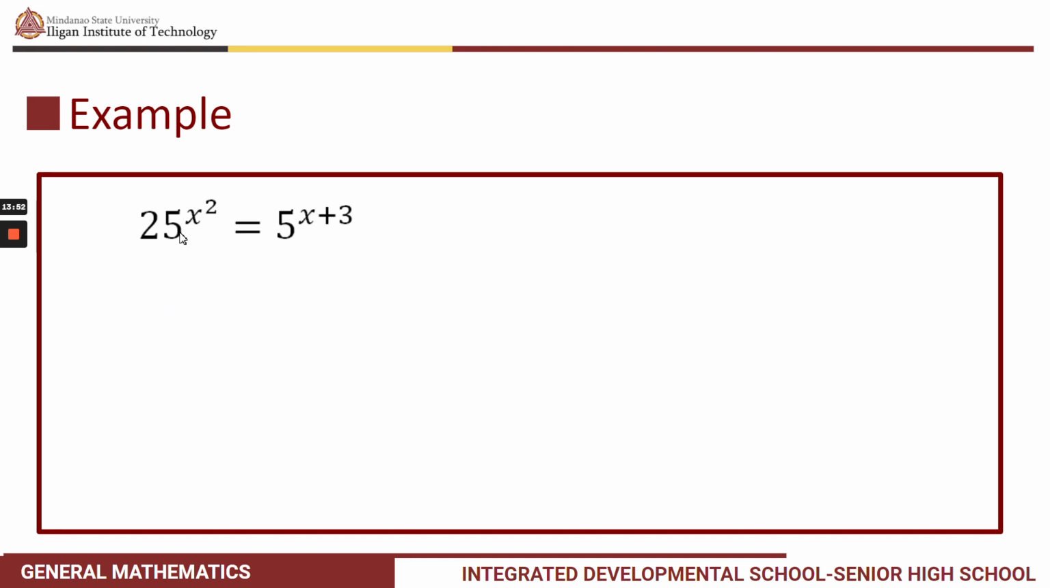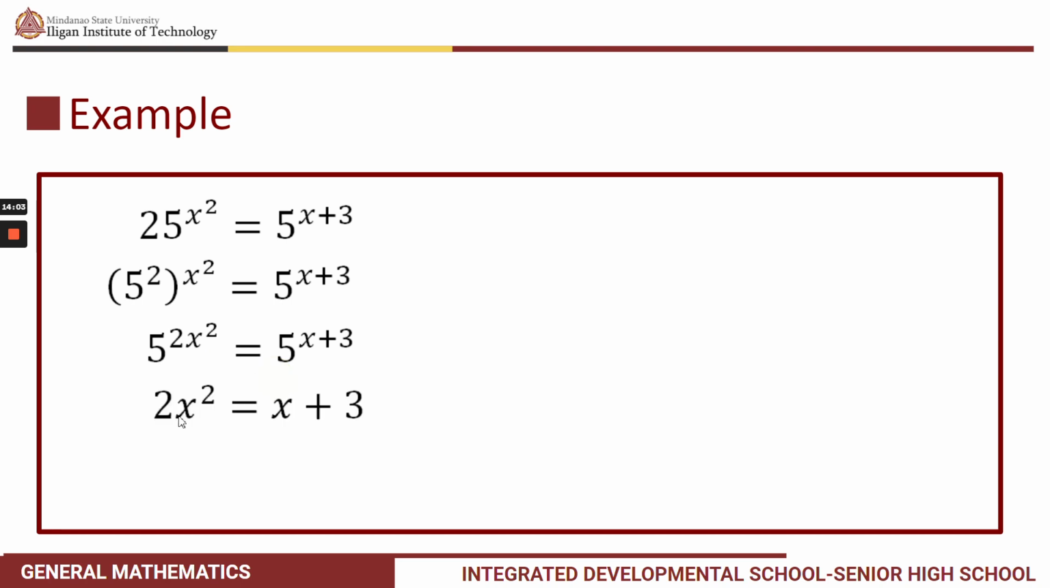Obviously, 25 is 5 squared. So, 2 times x squared. And then, the same na yung ating base. So, pwede natin i-equate ang ating exponent. So, we have here 2x squared equal to x plus 3.